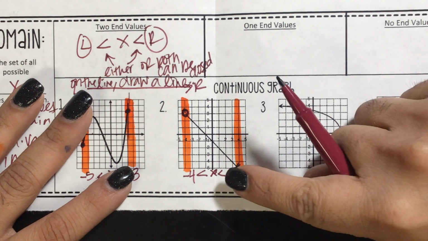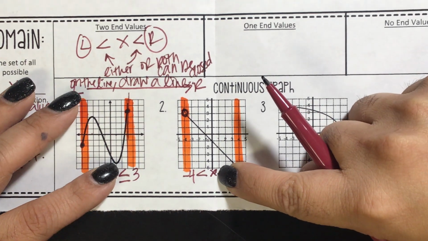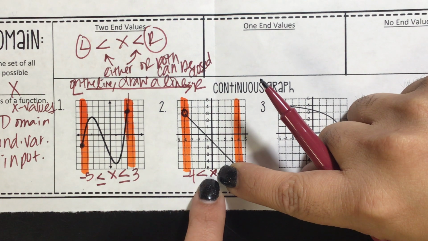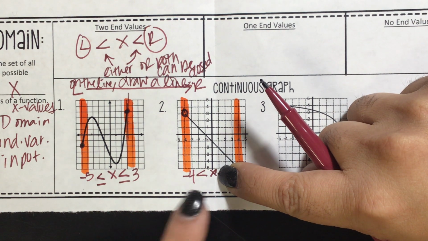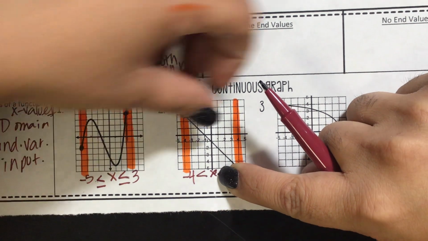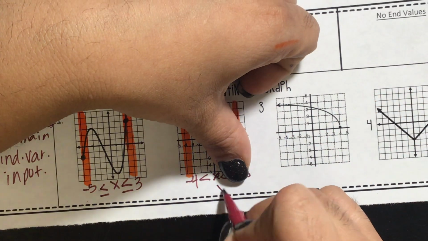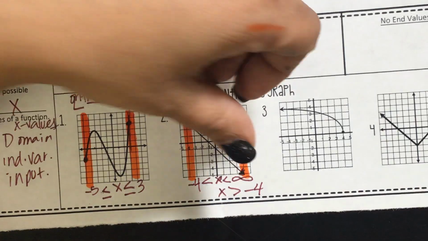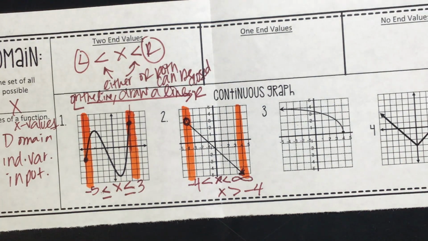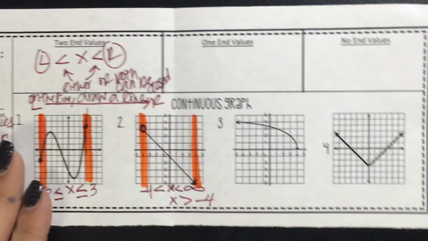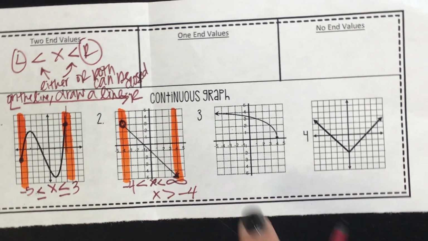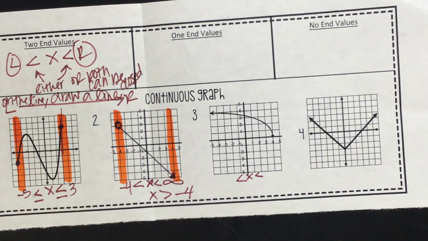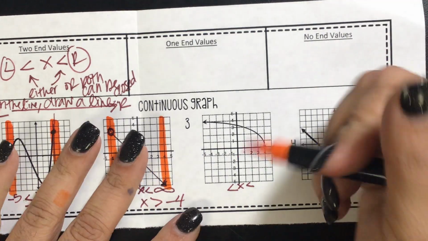What I do to help me with that is I cover up my infinity. So I have -4 is less than x. But we don't write our inequalities like that. We have to start with our variable. So we're going to do x, and remember you swap, and it becomes x is greater than -4. We're going to apply the same process to number 3 with less than x less than. You've already got it set up.